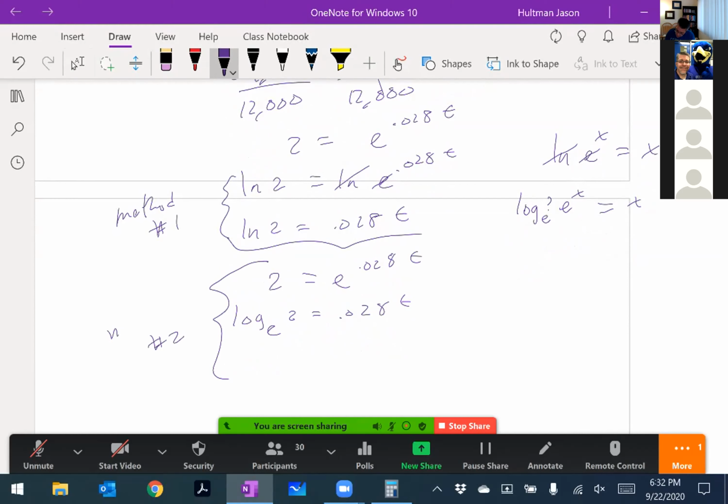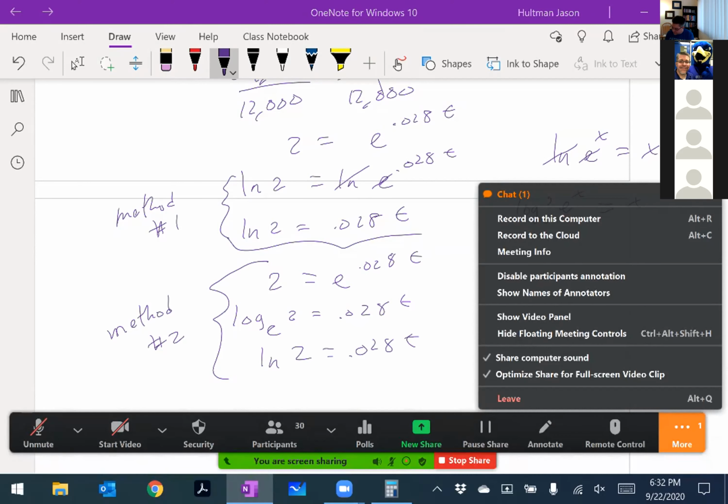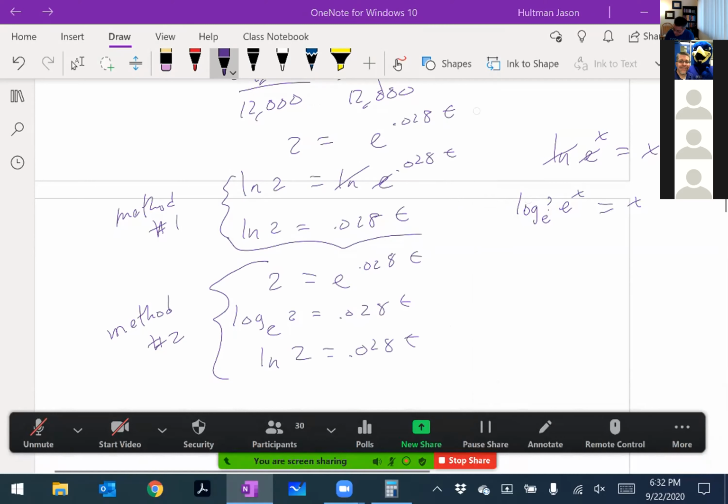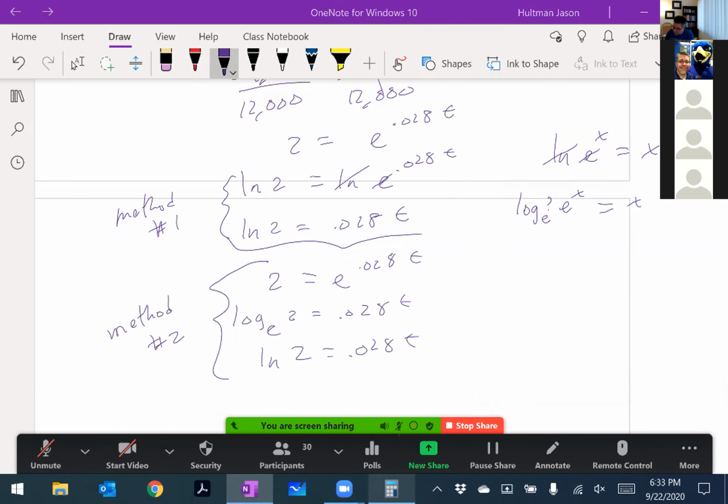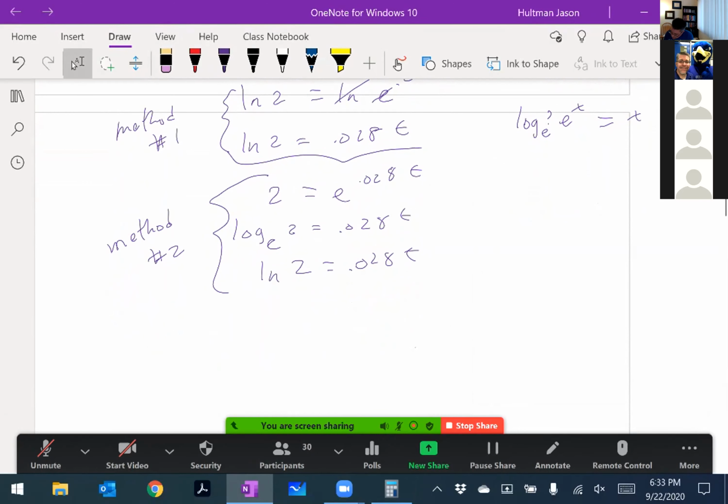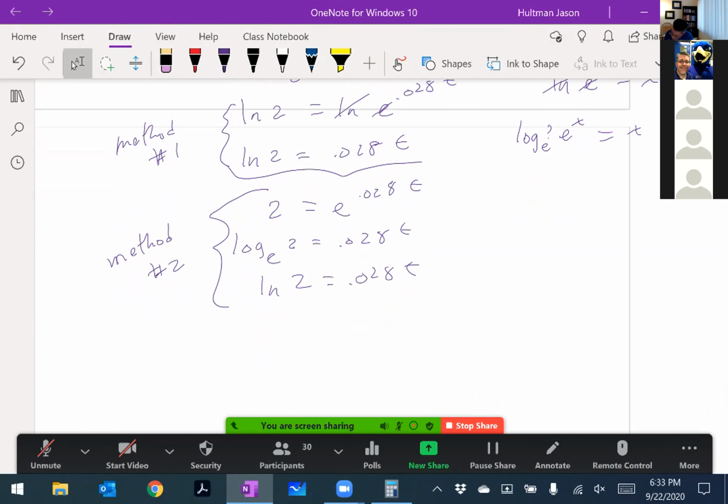That's really sloppy writing. Okay, method number 2. So this would be natural log of 2 is equal to 0.028t. Either way, we get to the same spot, right? Okay, so now let's solve this. I'm just going to divide by 0.028, and we get t is equal to the natural log of 2 over 0.028.